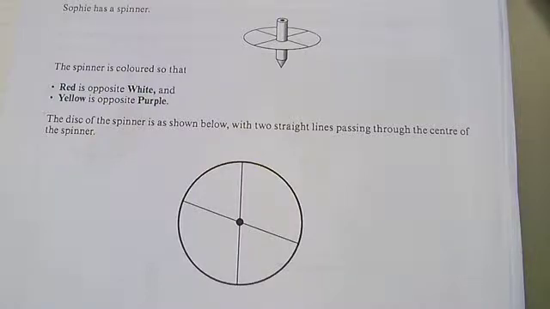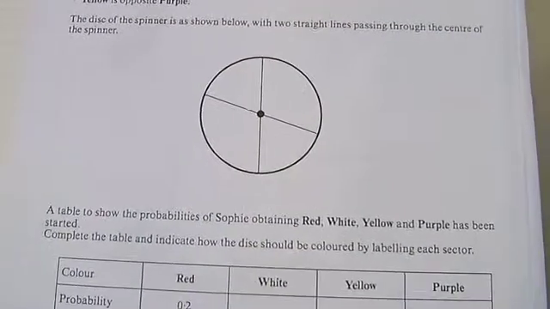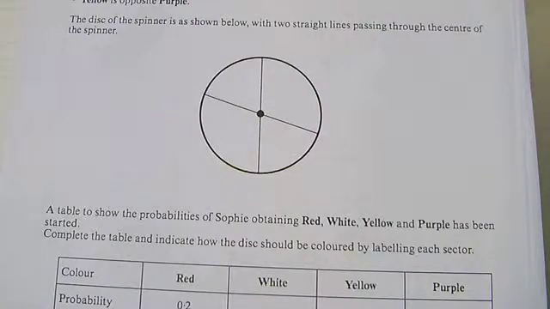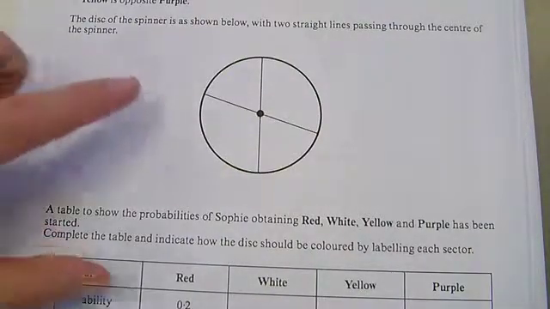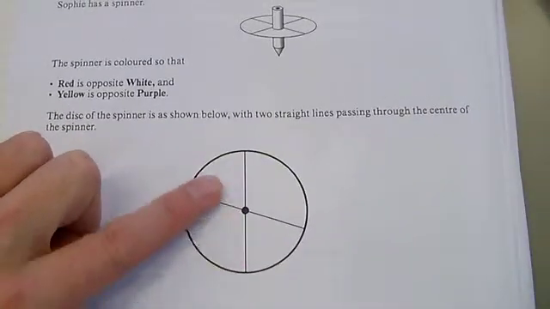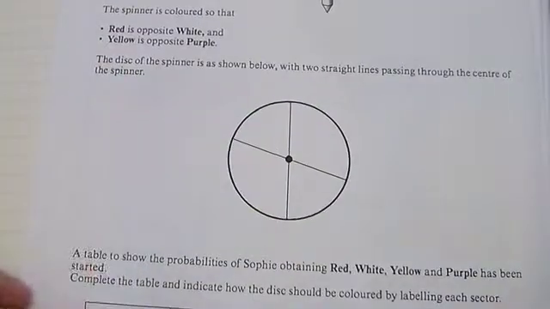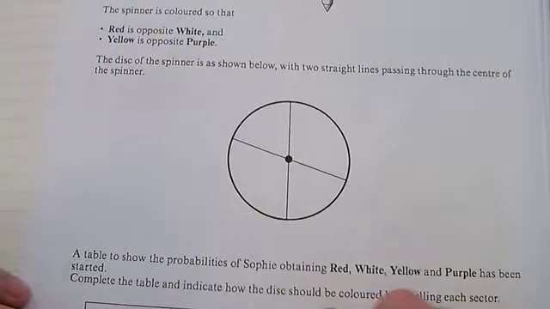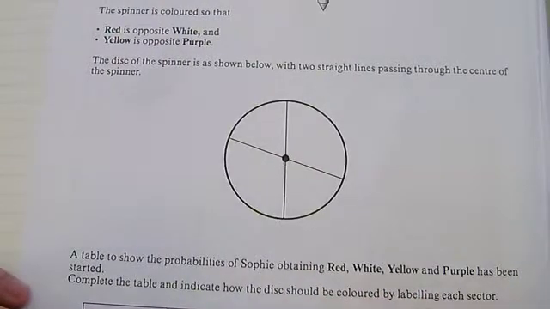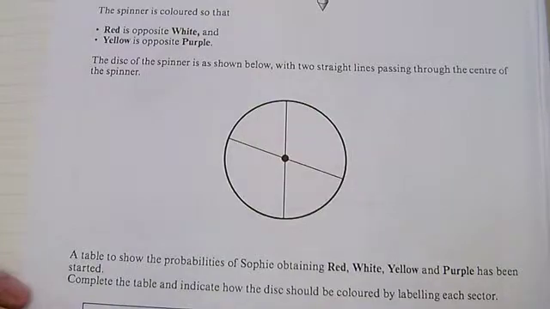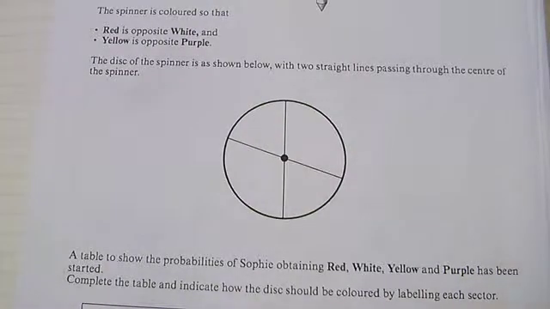Okay then guys, can I explain this one? It's easy to make mistakes on this one. It says the probability of getting red is 0.2. Now the fact that red is opposite white, that must also be 0.2, because can you see that the opposite angles are equal? So I know that white must also be 0.2. Now all probabilities add up to 1. So what's that leave these two adding up to? 0.3 and 0.3, because they must add up to 0.6.